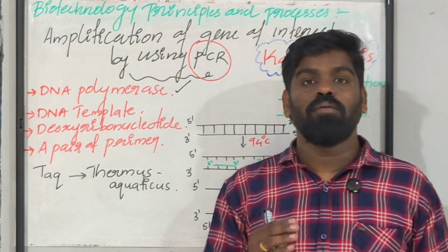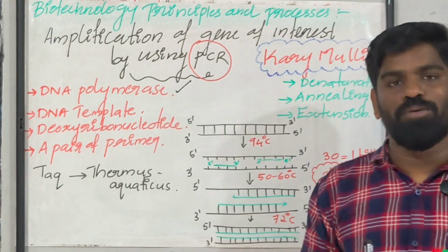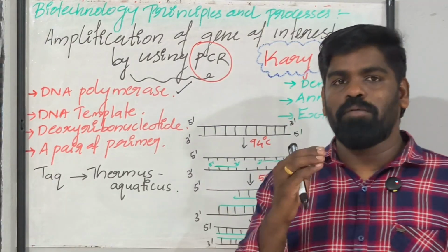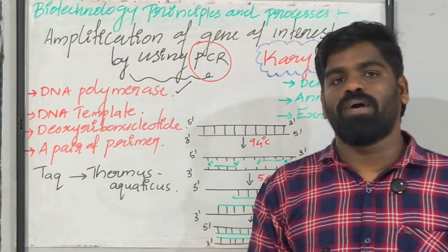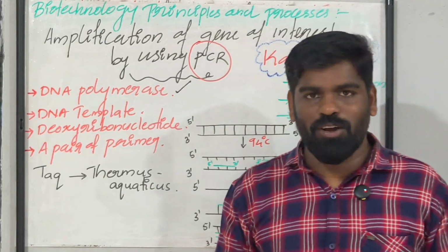Then a pair of primers. A primer is an oligonucleotide. A primer with a free OH end is required for this reaction. So a pair of primers is also required.